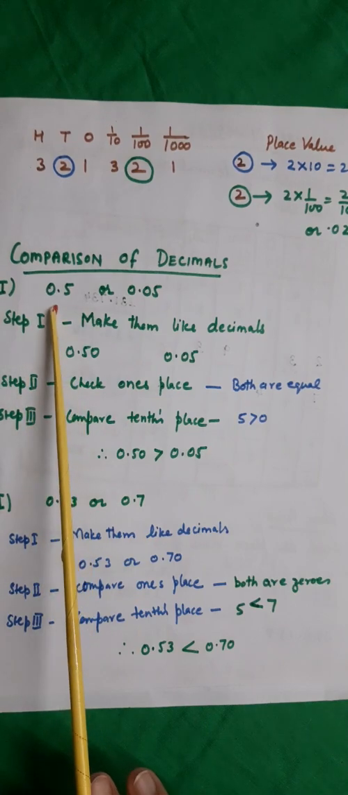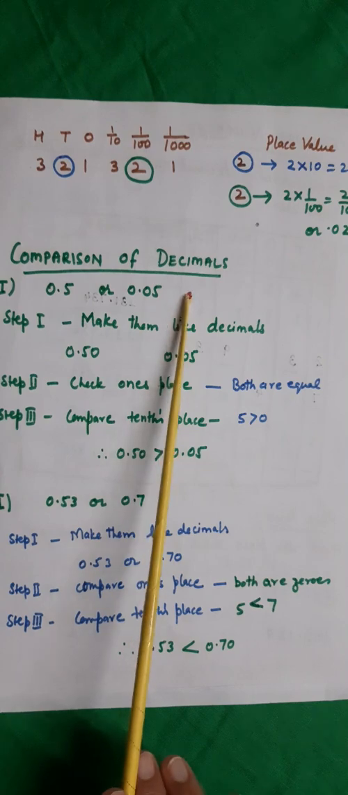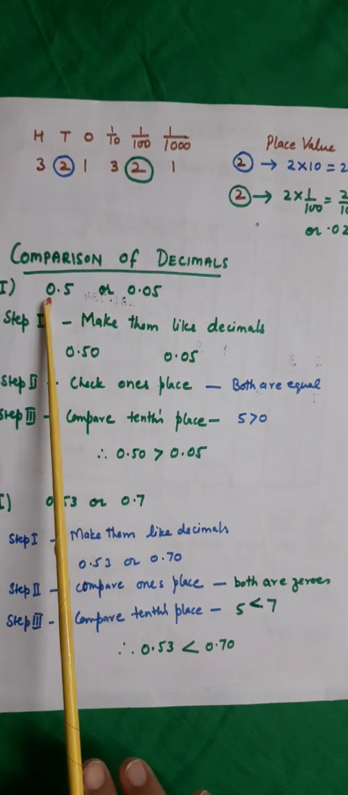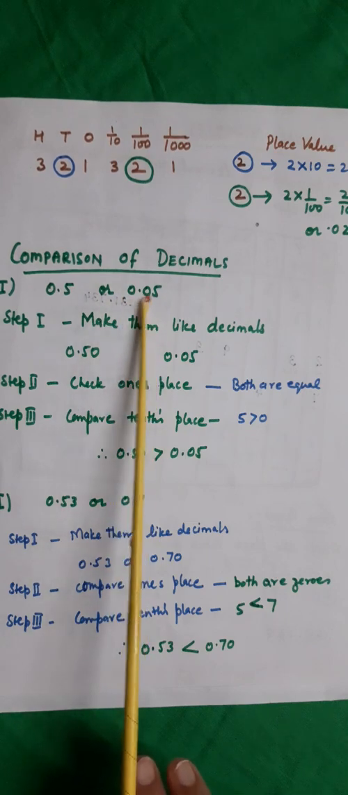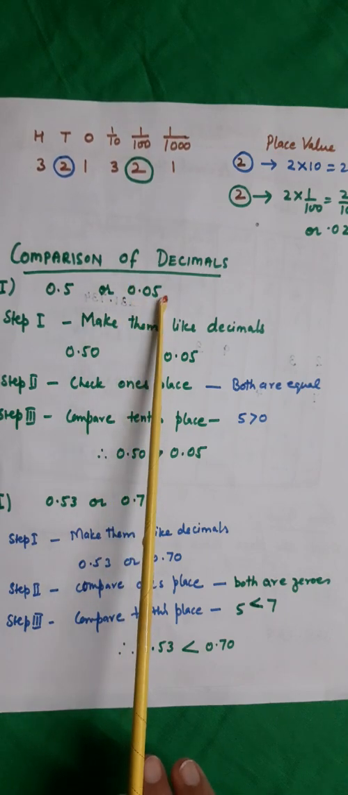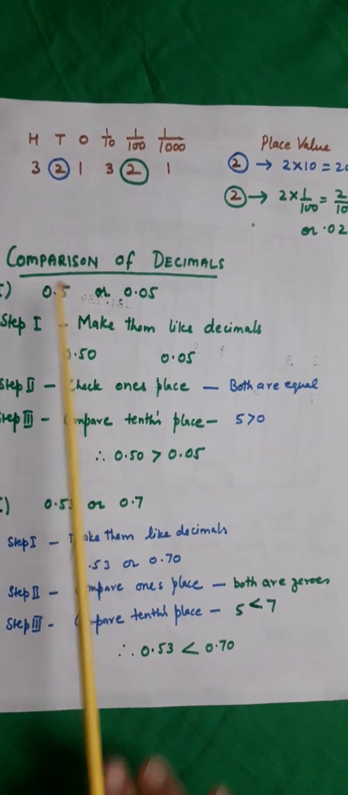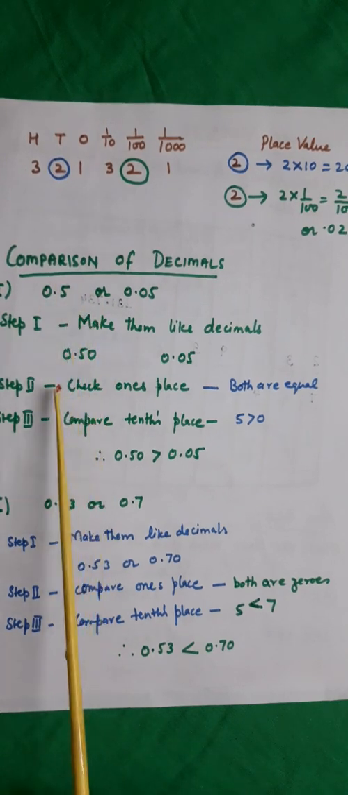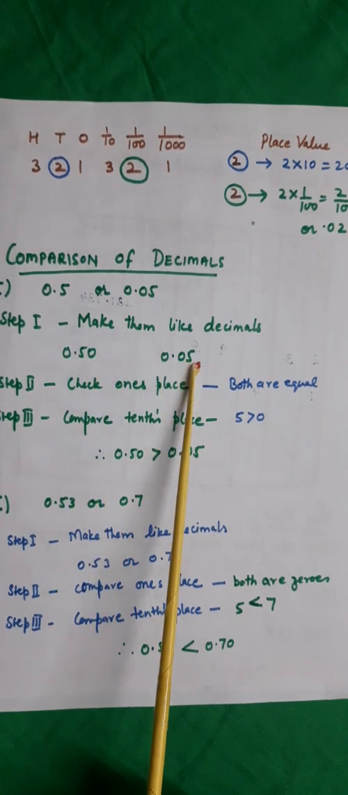So the first question that I have taken is 0.5 or 0.05. Here the first step will be that I make them like decimals. Here I am having 2 digits after the decimal. Here I am having 1. So I need to put one more digit here. How can I make it? I can write it as 0.50 and 0.05.